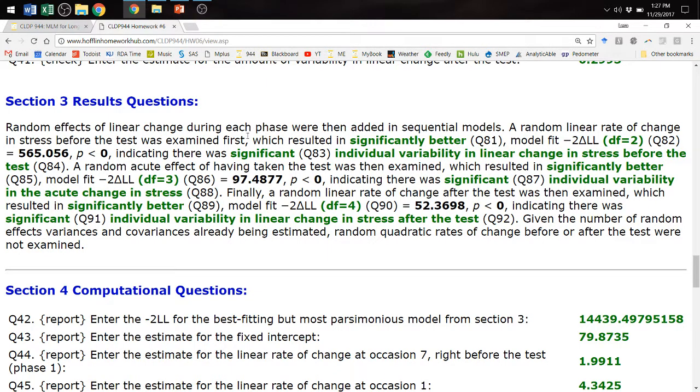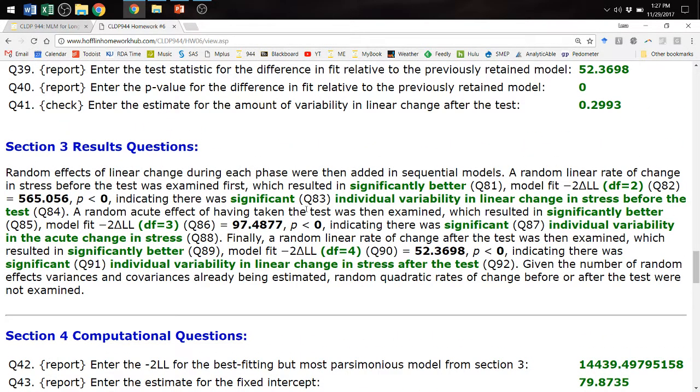Okay. Yeah, so the section 3 results question, those ones were fairly straightforward. You were adding random slopes in one at a time, just for the linears. I could have had you run the quadratics, but I was worried about the models not converging in any kind of a speedy fashion, so I decided not to do that for you. But we start with a random intercept, right? We add in a random linear slope for the first slope.